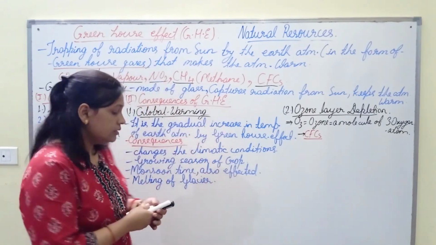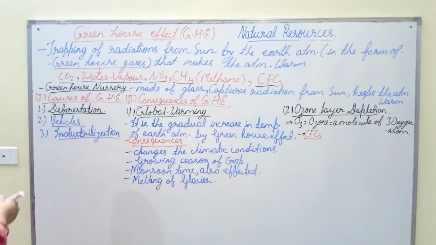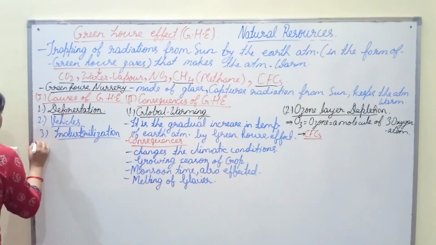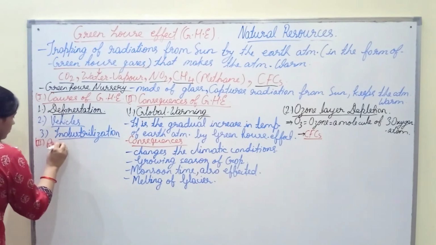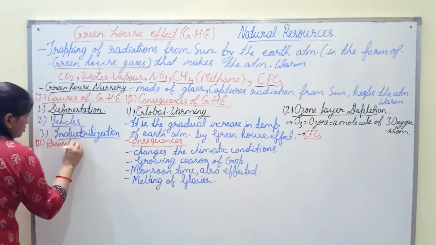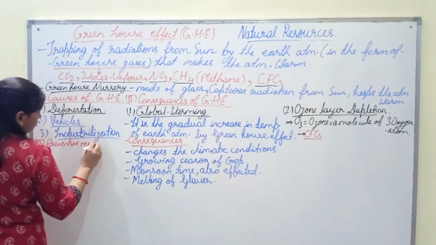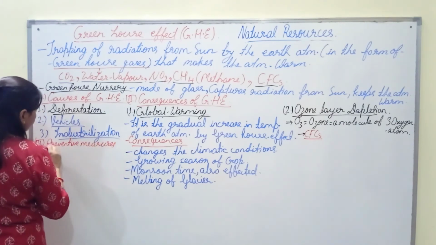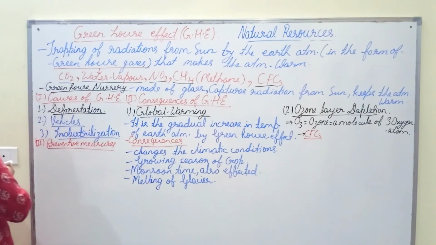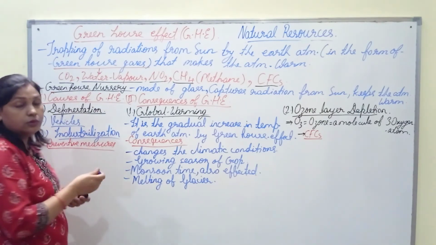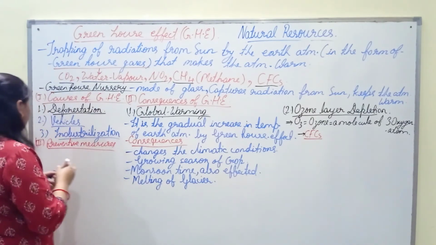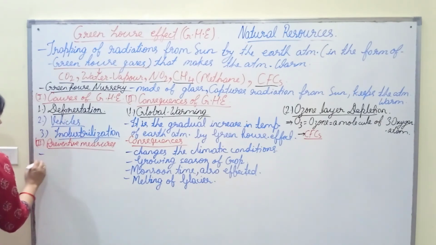The next is, let us say, the preventive measures. What are the different preventive measures to reduce greenhouse effect? Let us see what are the different preventive measures to reduce greenhouse effect. So the first cause was deforestation.